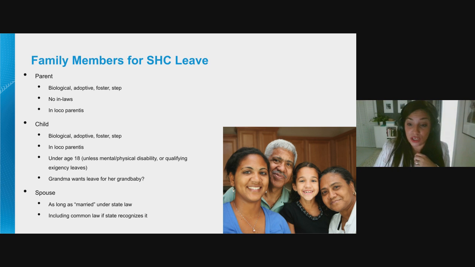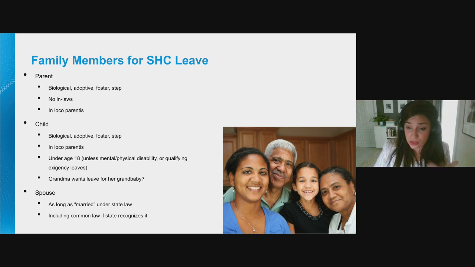But we're not entitled to FMLA to take care of our adult children unless the son or daughter has a mental or physical disability or qualifies for exigency leave. Otherwise, we're not entitled to take time off to take care of our adult children. And that is something that comes as a surprise to a lot of people.